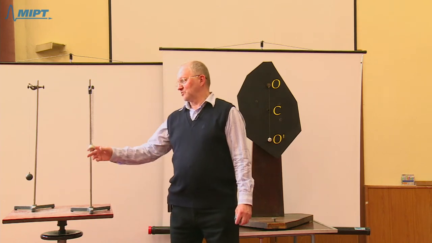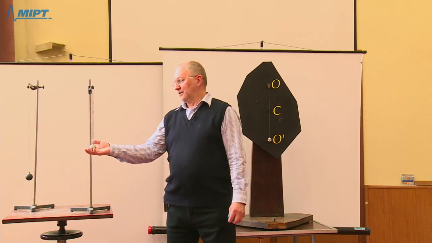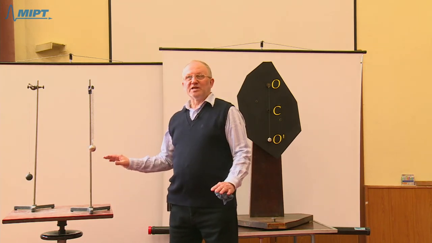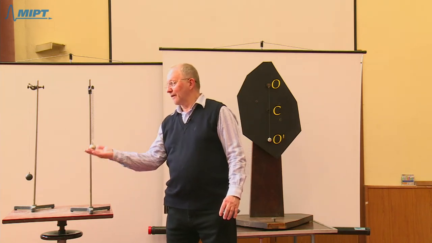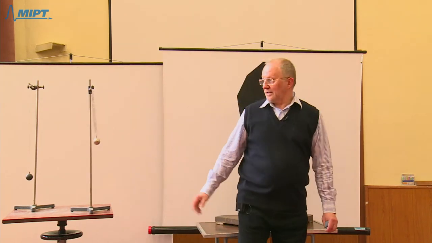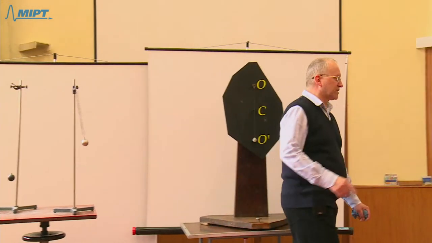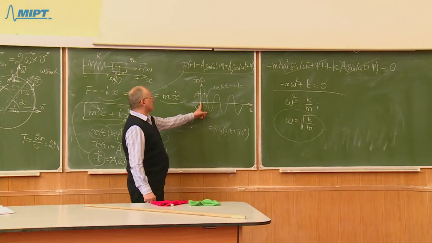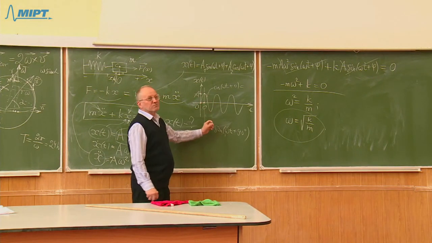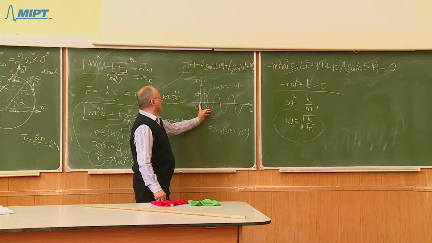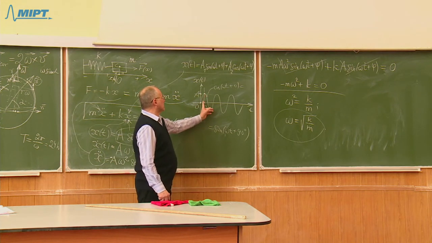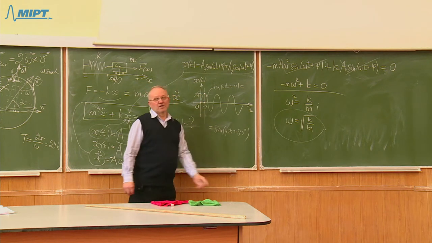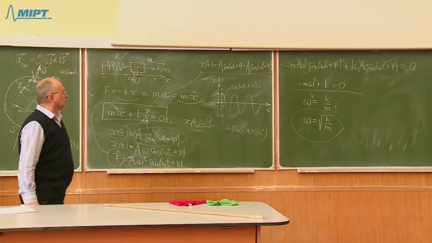Or there is another possible way. I can have this ball at rest and no initial displacement, but the initial velocity non-zero. And the maximum displacement will occur sometime later. So in this particular case, initial displacement is 0, but the initial velocity was non-zero. I pushed the ball, and then the maximum displacement will take place at some later time, and then the oscillations will go according to this law.